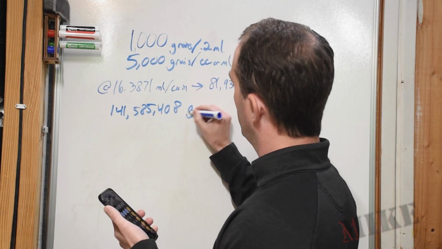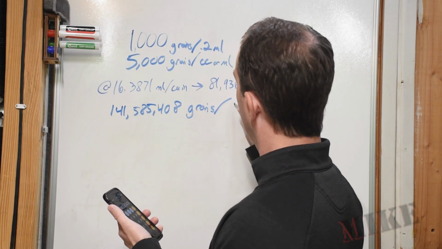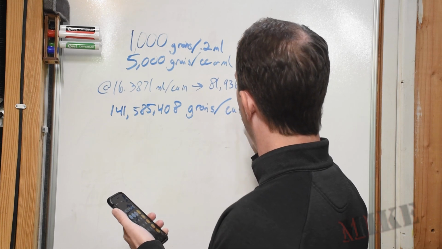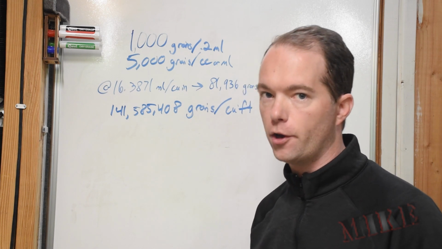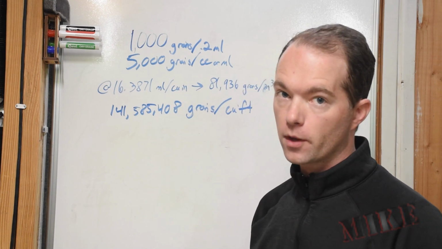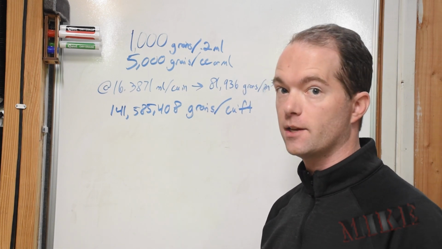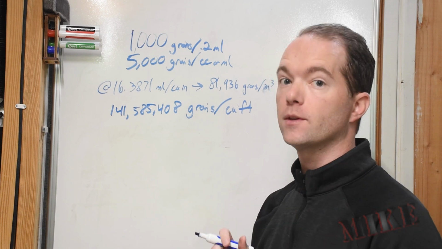141,585,408 grains per cubic foot. Okay, but we don't buy sand, we don't build in sand by the cubic foot. We typically do it by the yard. And there's 27 feet in a yard. So we take that times 27.